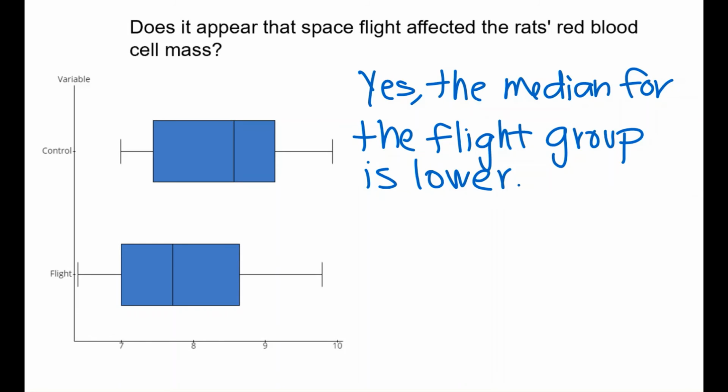The problem did not ask us to compare the spread or the dispersion of the two data sets, but we can go ahead and compare the two. We compare dispersion or the spread of a data set when using box plots by looking at the width of the box. This is equivalent to the IQR or the interquartile range. The lengths of the boxes are about the same, so we would say that the spread for both groups appears to be similar.